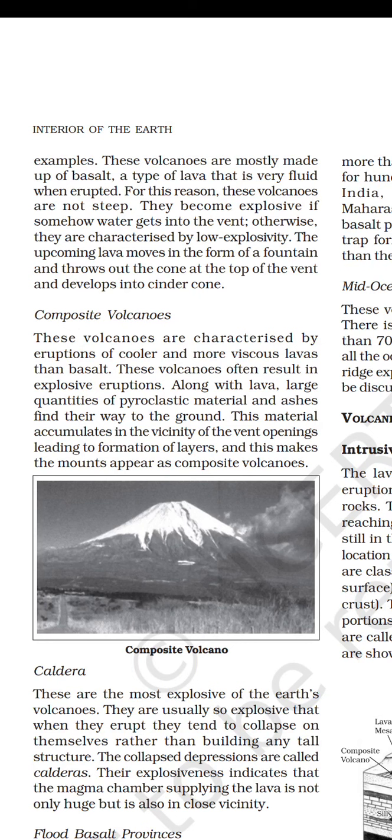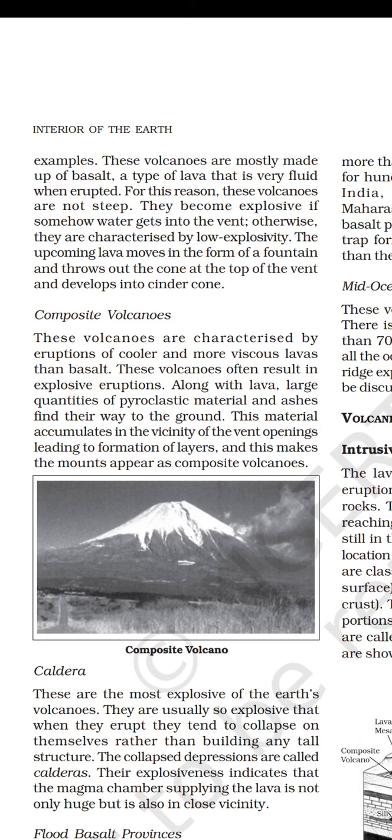Caldera. These are the most explosive of the Earth's volcanoes. These are usually so explosive that when they erupt, they tend to collapse on themselves rather than building any tall structure. The collapsed depressions are called calderas. Their explosiveness indicates that the magma chamber supplying the lava is not only huge but is also in close vicinity.